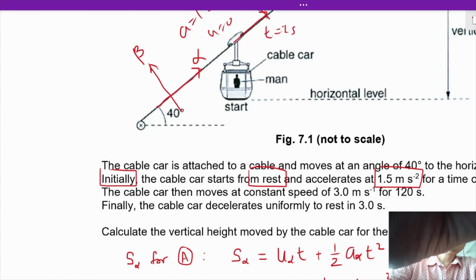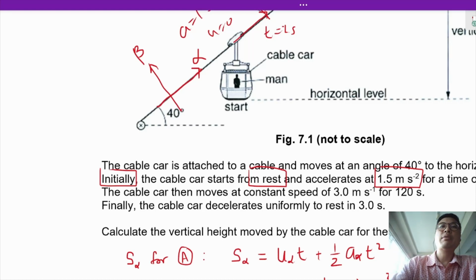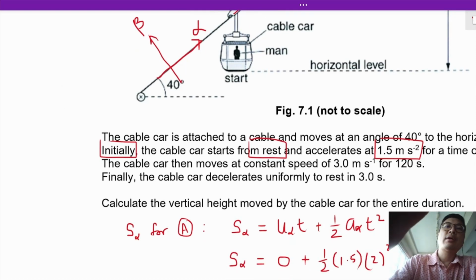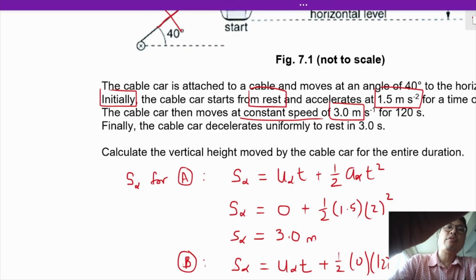Now what about for B? For B, we can also use the same formula, s = ut + half at squared. However, for segment B, the acceleration is 0 because the car moves at a constant speed of 3 meters per second for 120 seconds. So what this means is that the displacement for B will be 3 times 120, which is 360 meters.